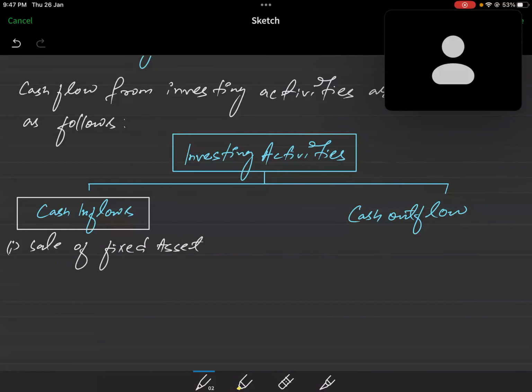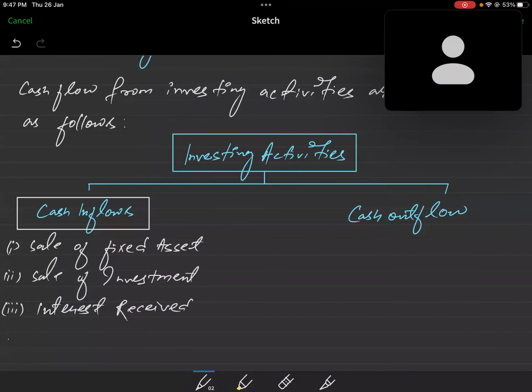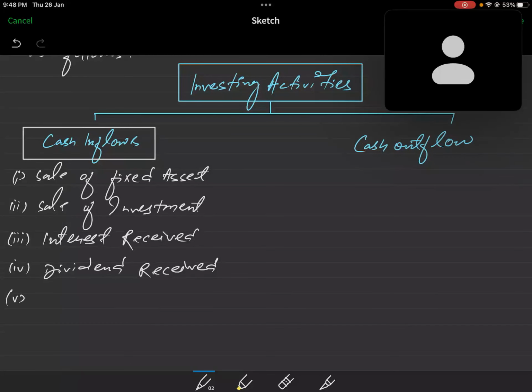you already know what are fixed assets, right? Sale of any long-term investment, similarly if we have received interest on our investment, or apart from this, if we have received dividend on our investment, all these items are treated as the investing activity and recorded while preparing the cash flow from investing activity. And apart from this, if there is information regarding the rent that we have received, rent is also considered as investing.